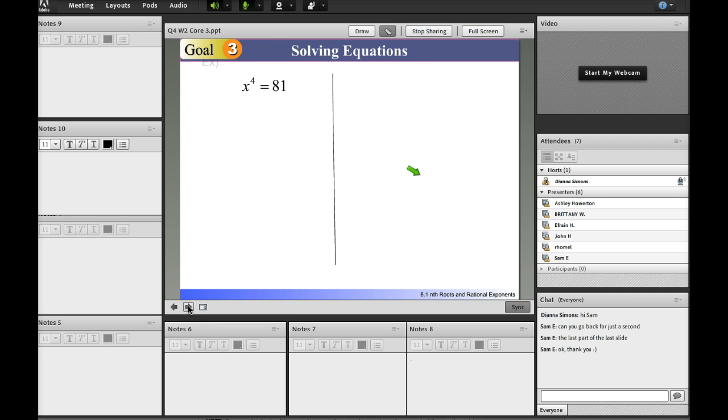All right, so let's talk about solving equations. So x to the 4th is equal to 81. How would I solve that? How would I make it so that I could find x?